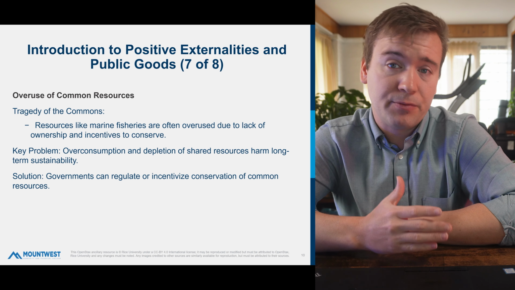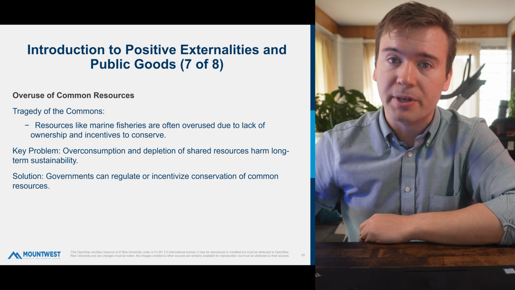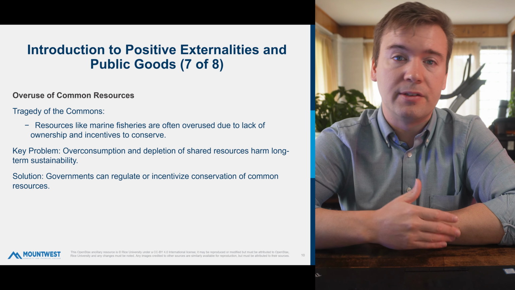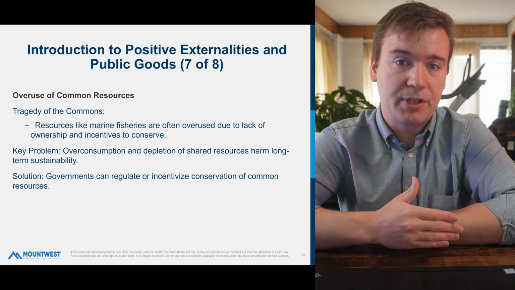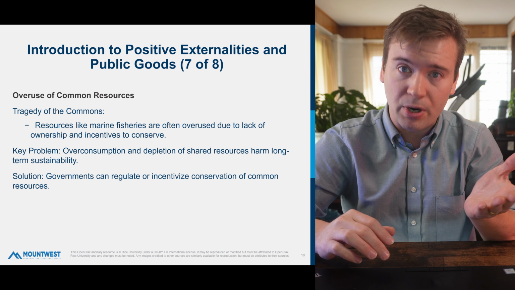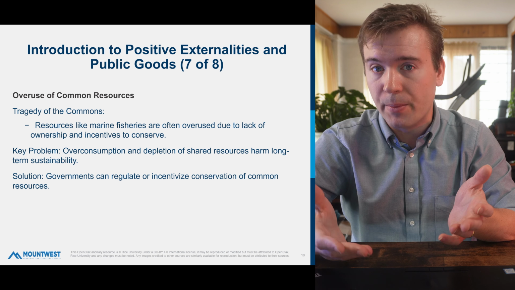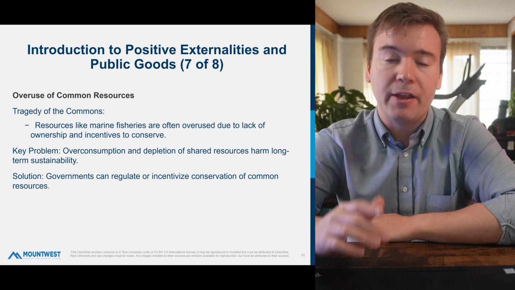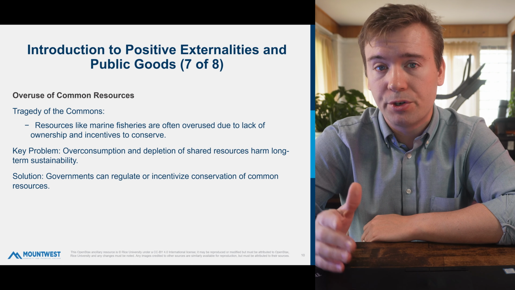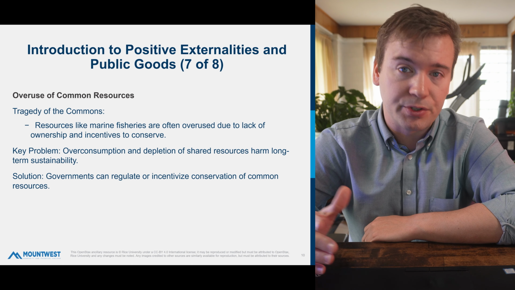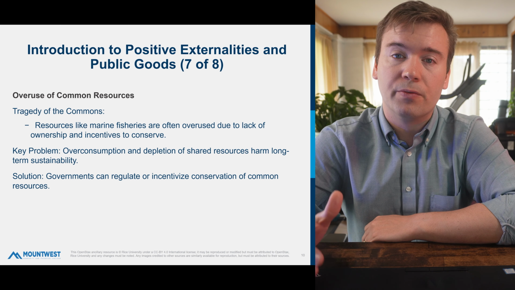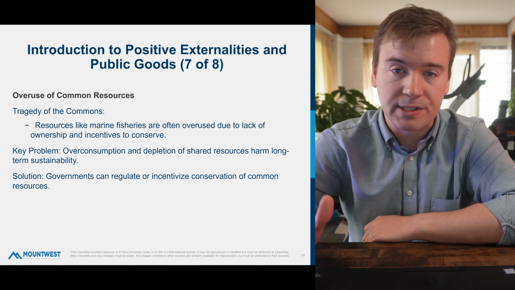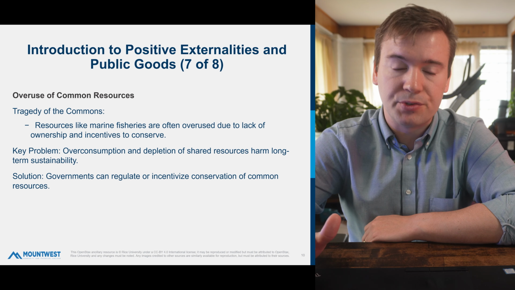Another area where we see the need for collective action and for potential government involvement is in the case of common resources, which can lead to overuse. This is often referred to as the tragedy of the commons. So on one hand, you've got the free rider problem, and on the other, you've got the tragedy of the commons. In this case, resources like marine fisheries, for example, often get overused because there's a lack of clear ownership and there are very few incentives to conserve. The key problem here is overconsumption and then the depletion of shared resources, and that tends to harm the long-term sustainability of ecosystems, of resources, of everything.